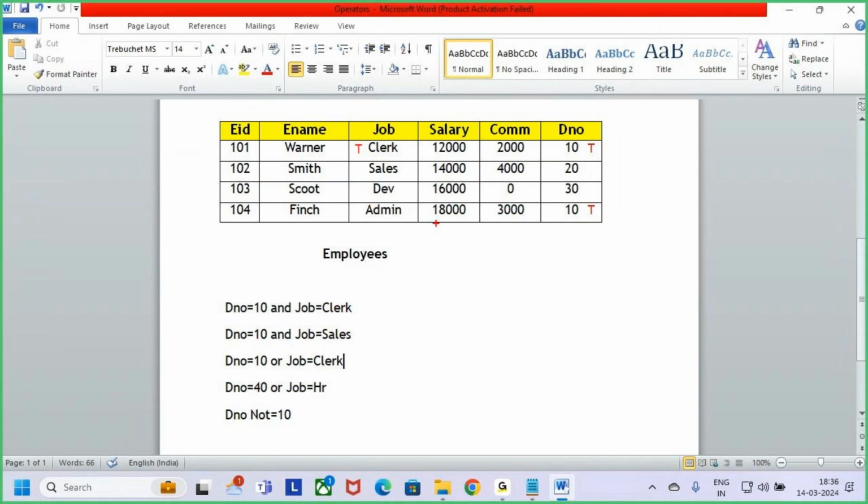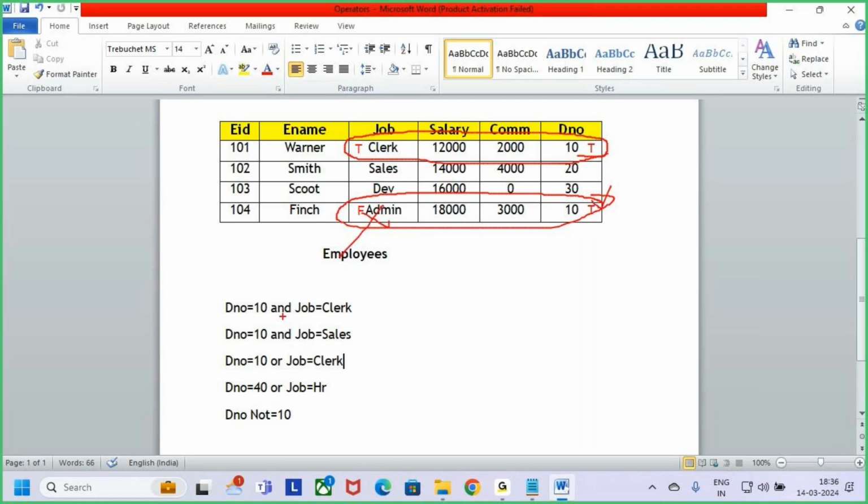Next, there is one more employee working in the 10th department. Who is that? Finch. What job is he doing? Admin. Here the second condition is false. Now see, here the first condition is true, the second condition is also true. Here both the conditions are true. Here the first condition is true, but the second condition is false. Here one condition is true, one condition is false.